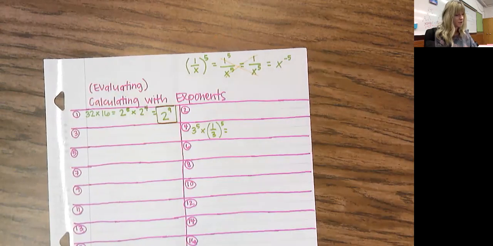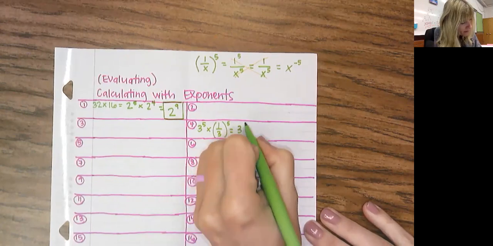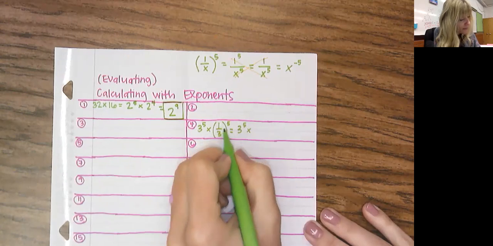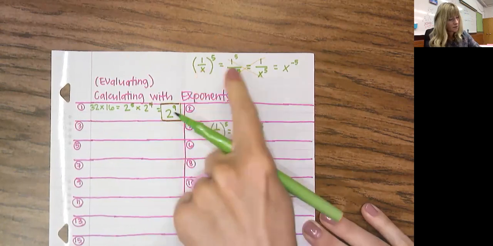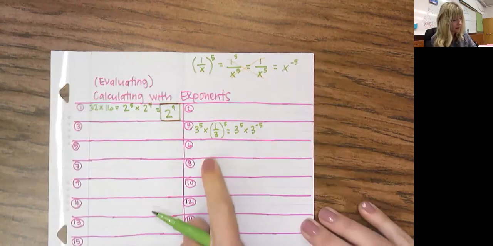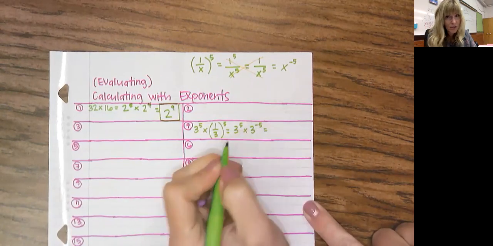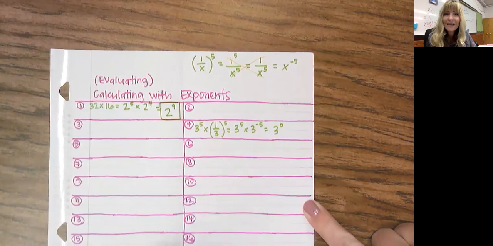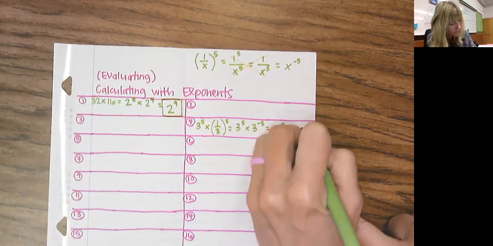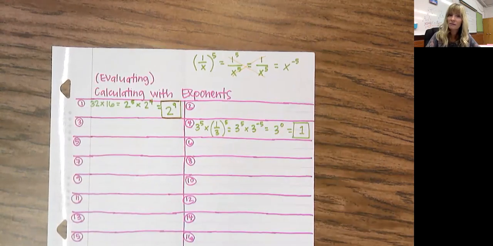So that's what I'm going to do right here, but it doesn't have a base of x, it has a base of 3. So really this problem is 3 to the 5th times, this whole thing is going to turn into 3 to the negative 5. Okay, take a look at those steps and just replace the x with the 3, and you'll see how I got from that to that. Now, product of powers says I should add those exponents. 5 plus negative 5 is 0. And what is anything to the power of 0? 1. I just evaluated that whole thing with exponents. Kind of nifty, right? A different way to look at this.